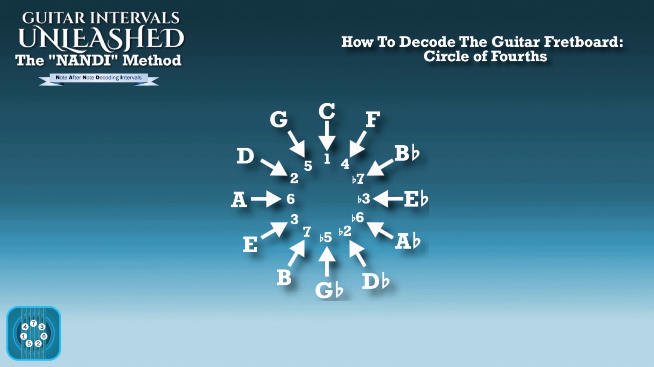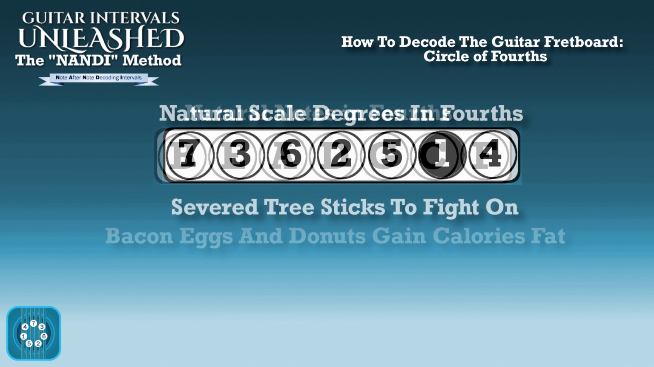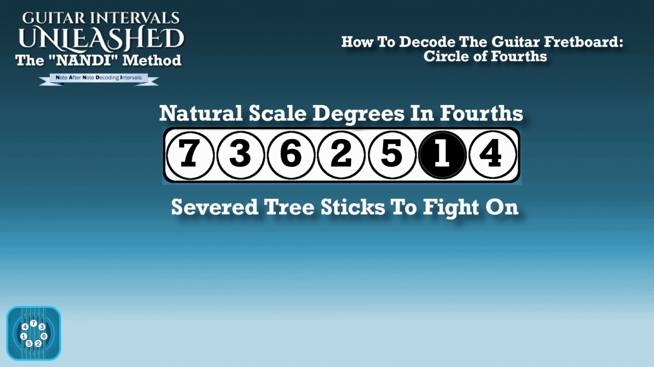So in note names, the easiest way is to remember the natural notes, which is B, E, A, D, G, C, F, which you can remember by the mnemonic: bacon, eggs, and donuts gain calories fat. Likewise, for the intervals, 7, 3, 6, 2, 5, 1, 4. A good one to remember that is the mnemonic: Severed tree sticks to fight on. 7, 3, 6, 2, 5, 1, severed tree sticks to fight on. And then 4 at the end, because that's the only one of the 7 numbers you're missing.